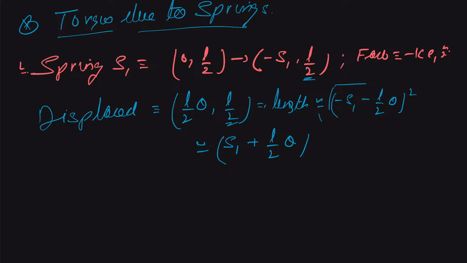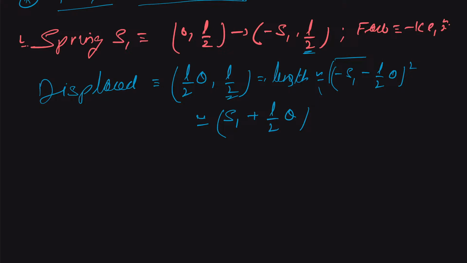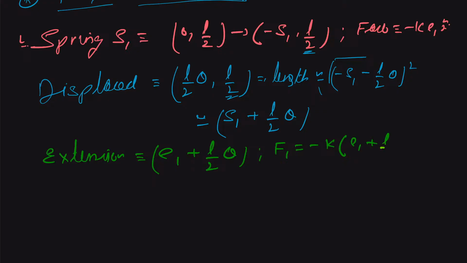Negative is only for the direction. Therefore, we can write that our extension will be equal to E1 plus L by 2 theta, because our S1 is approximately equal to E1. And from here we can say that our force F1 will be equal to minus K times E1 plus L by 2 theta.